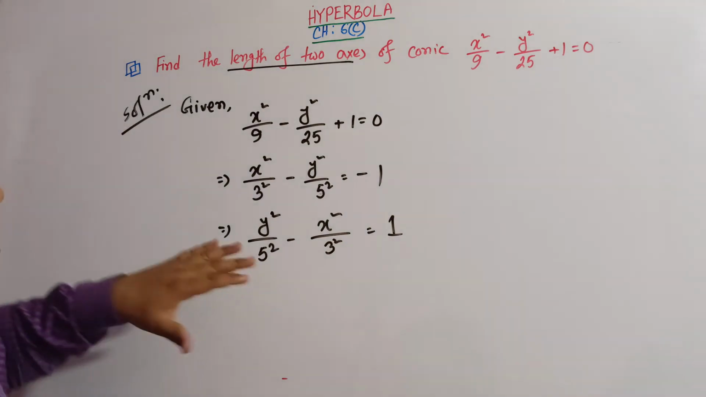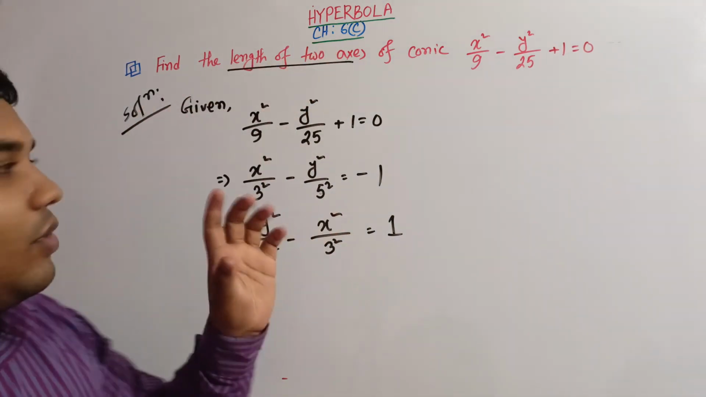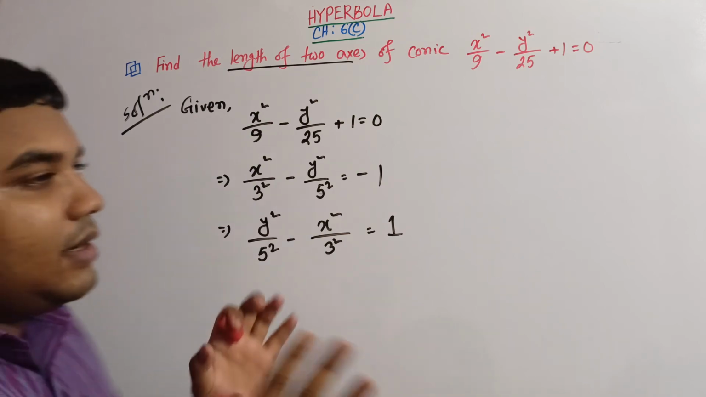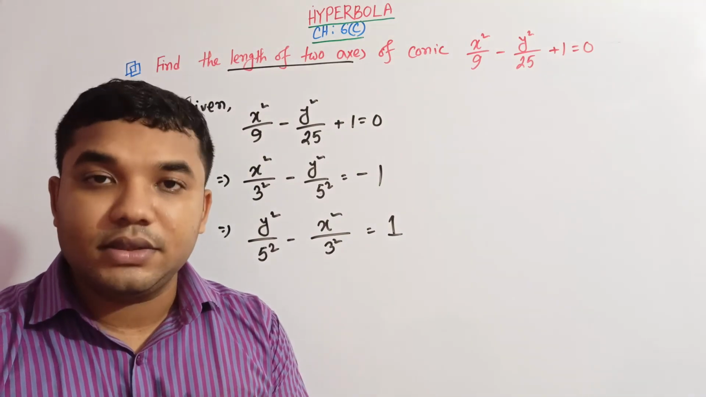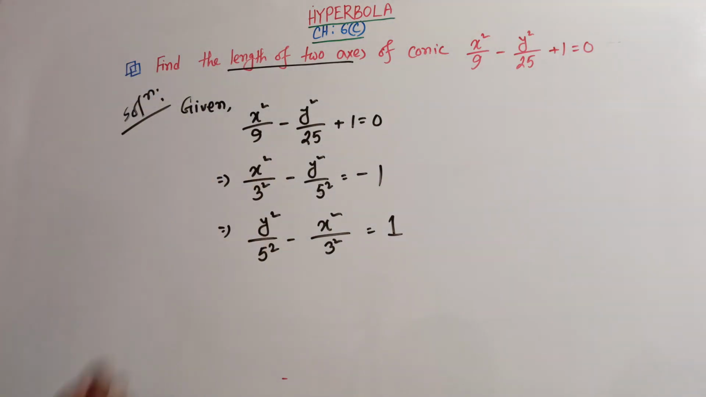So here the lengths of the two axes should be found. The two types of axis: one is the transverse, and another is the conjugate. So what is the length of the transverse axis? Can anyone tell me? Obviously I think you can say what the length of the transverse axis is.